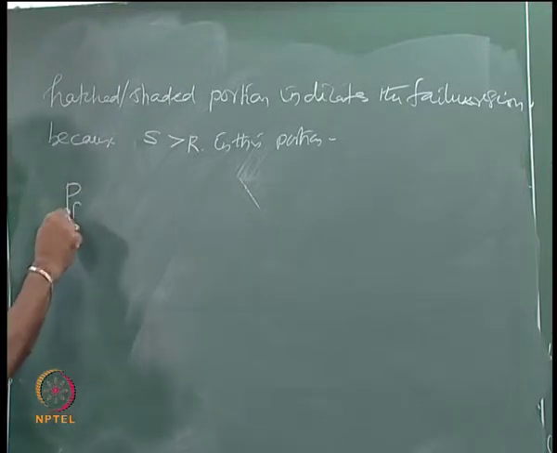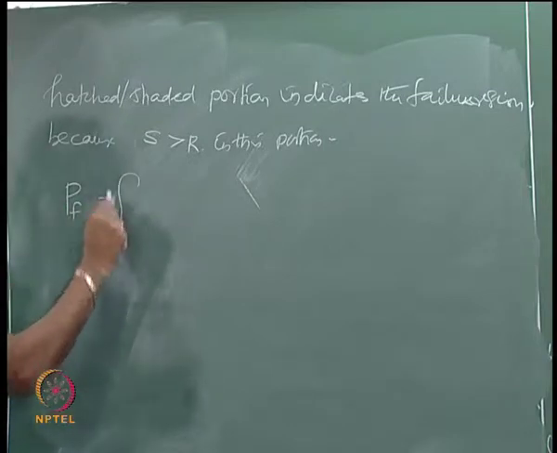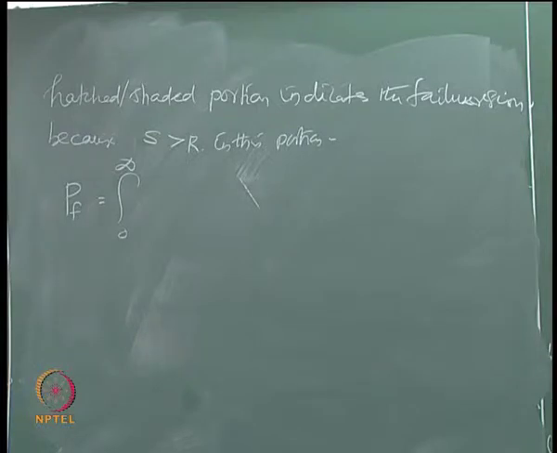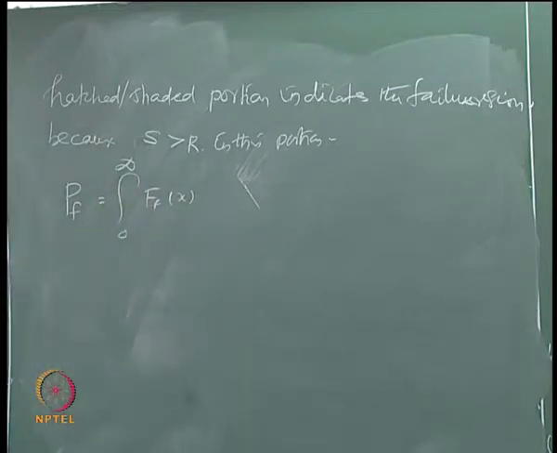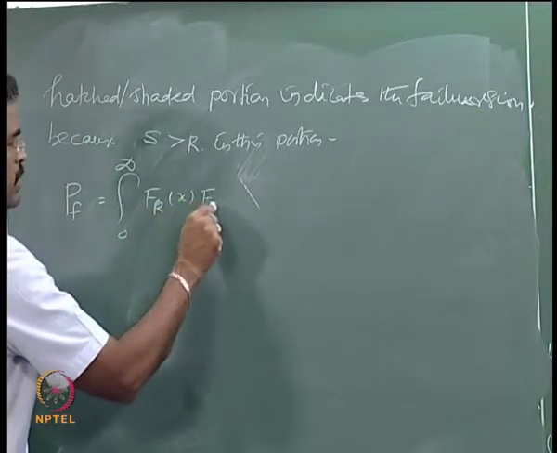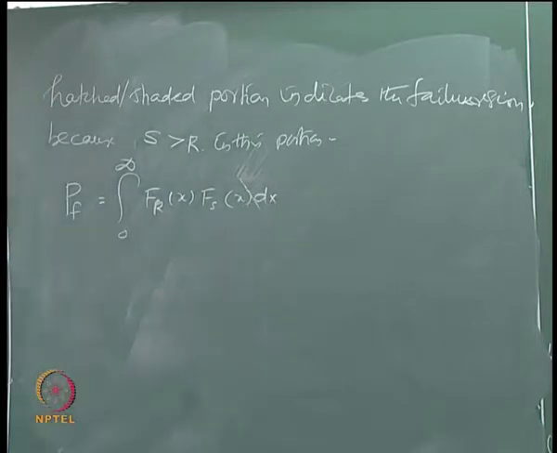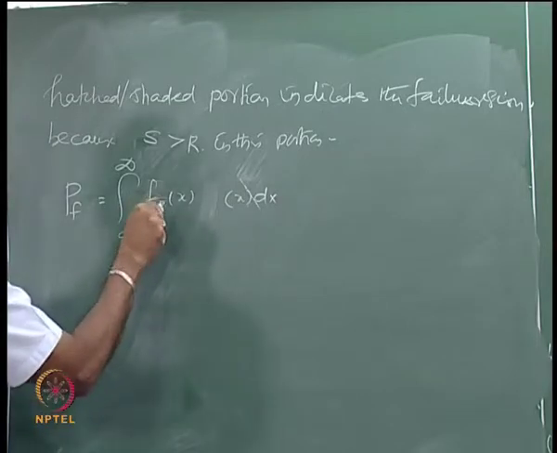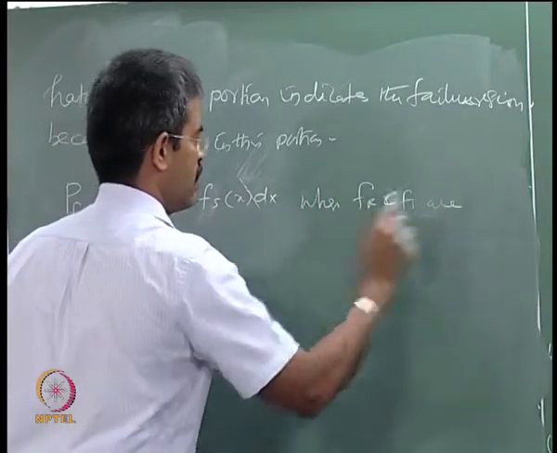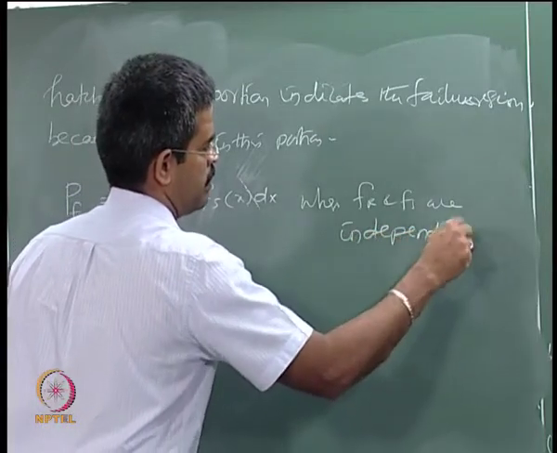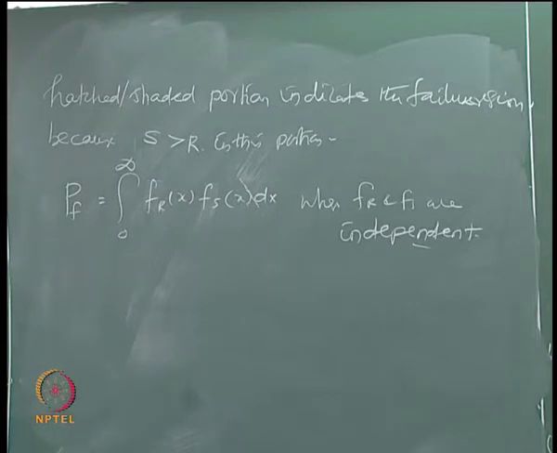Therefore, probability of failure can be given as an integral of this section, which is f_R(x) f_S(x) dx, which should be small, where f_R and f_S are independent distributions.